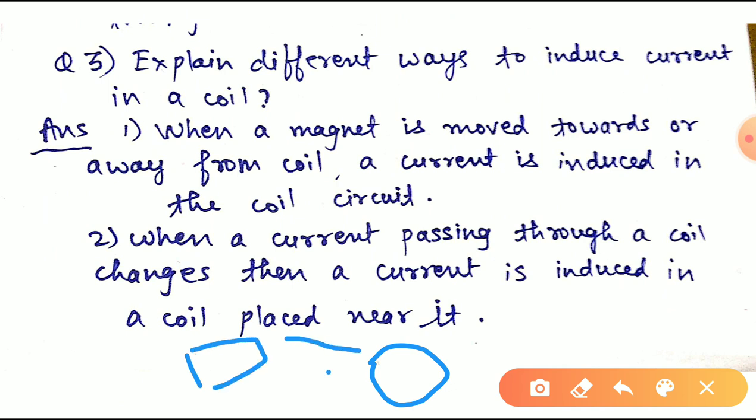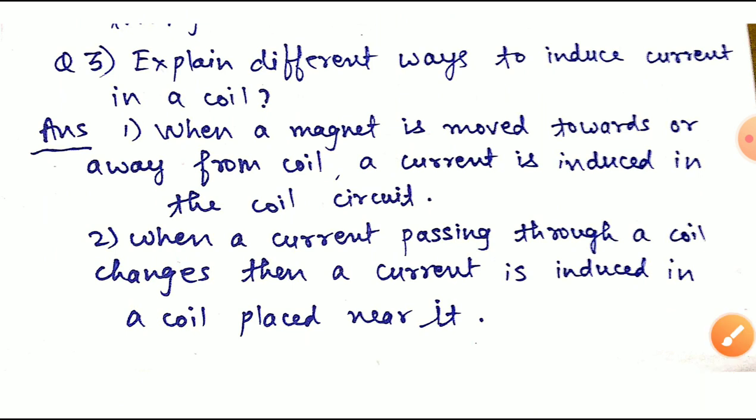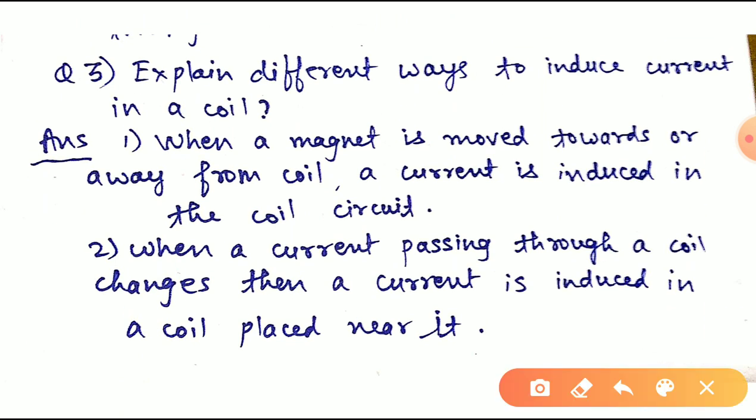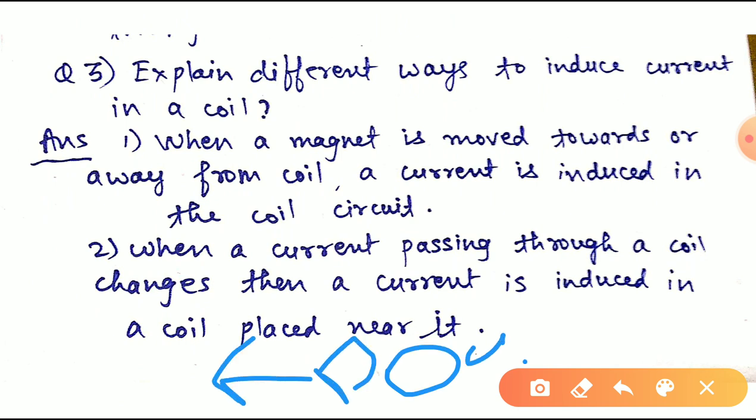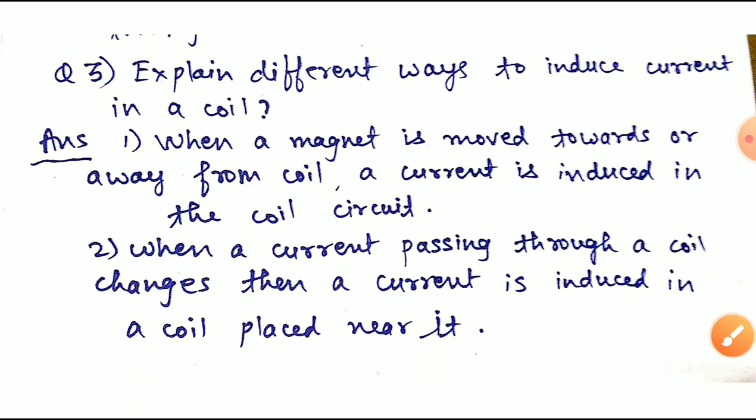Whenever any magnet is brought near to the coil, or suppose any magnet is there which you take away from the coil. This is the coil, this is your magnet. Okay, so whenever the magnet is moved near or away from the coil, the current will be induced.